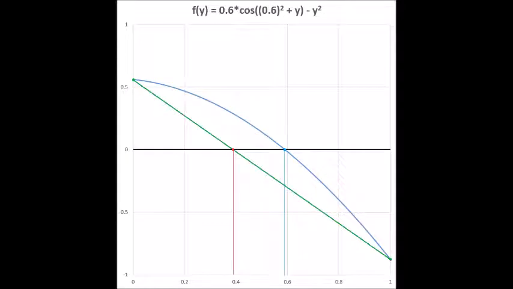Once again, we will focus on the rightmost root. Use starting values x equals 0 and x equals 1. The green line crosses the horizontal axis around x equals 0.39. That is in red. The actual function crosses at 0.59. That is shown by a blue dot.